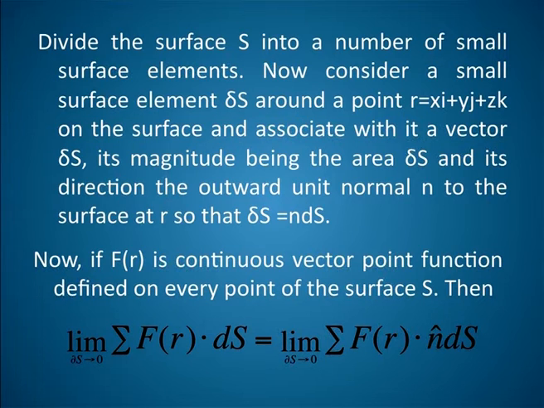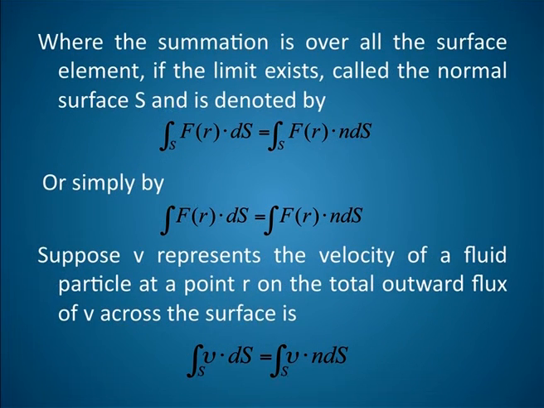Now, if f(r) is a continuous vector point function defined on every point of the surface S, then the limit as delta S tends to 0 of the summation of f(r) dot dS becomes the limit as delta S tends to 0 of the summation of f(r) dot n cap ds, where the summation is over all the surface elements. If the limit exists, it is called the normal surface integral of f over S, and is denoted by integral over S of f(r) dot dS is equal to integral over S of f(r) dot n ds.